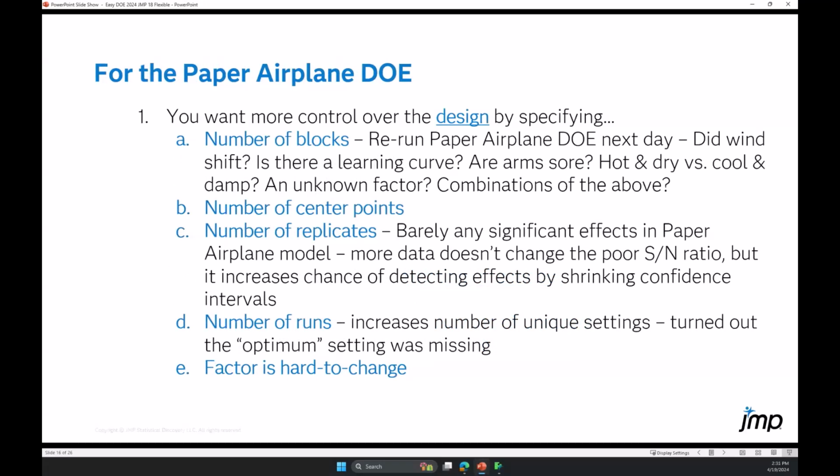Applying these specifically to the paper airplane problem, here are the things we might want to control. On the design side, the number of blocks. Think about this. We ran the analysis and nothing was significant. So you're thinking, I need more data. Let's do it all again tomorrow. But did the wind shift? Was there a learning curve to making these paper airplanes? Are people's arms sore today from having done all that airplane throwing yesterday? Was yesterday hot and dry and today's cool and damp?